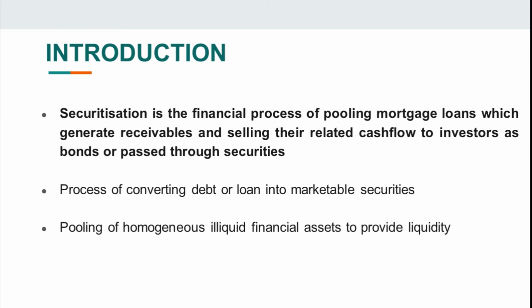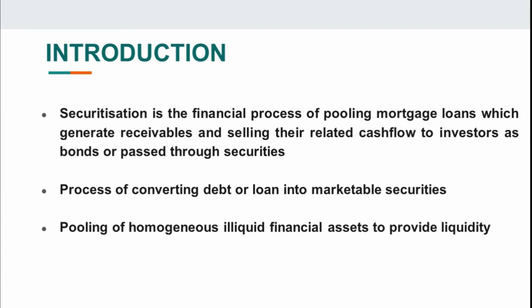Now, the securitization process is a process of converting all those homogeneous loans. Those loans should be of the same nature and should be backed by some kind of assets, which is called mortgage or collateral. Now converting that debt or loan into marketable securities, which could be provided to investors, money could be raised from there, meanwhile in that time when the bank is in need of operational funds. So in simple language, it is a process of converting debt or loan into marketable securities, which is a bond. And as we discussed, it is pooling of homogeneous illiquid financial assets to provide liquidity.